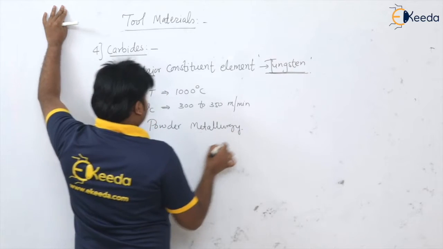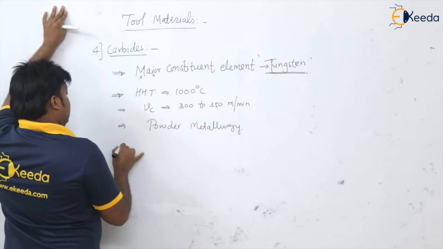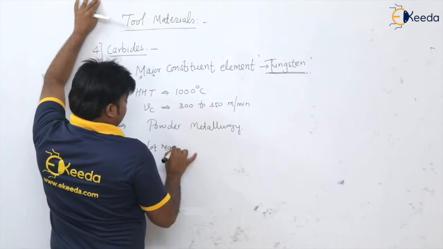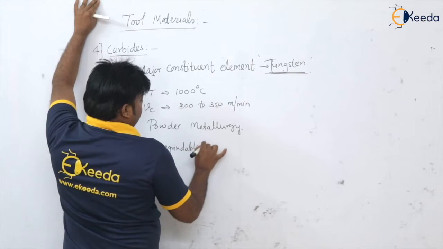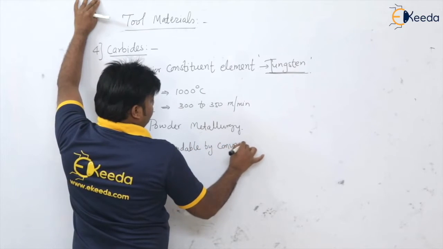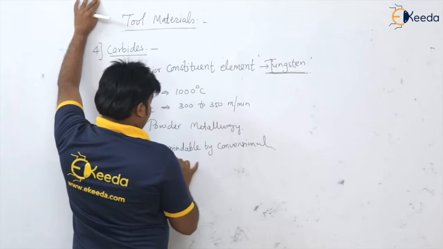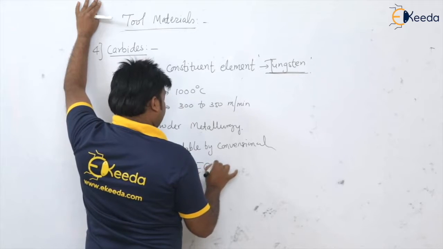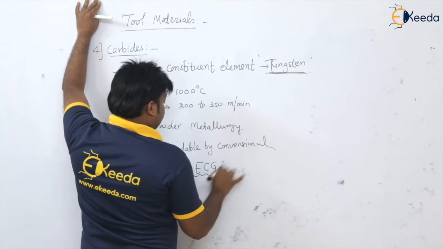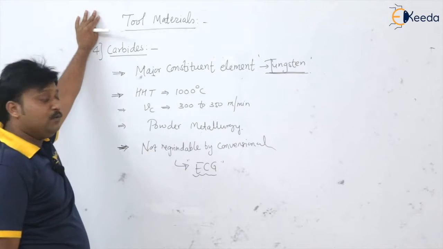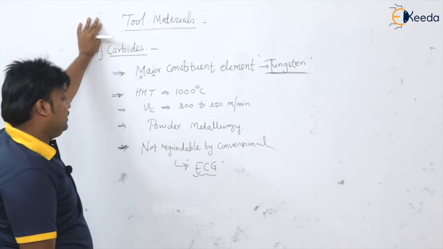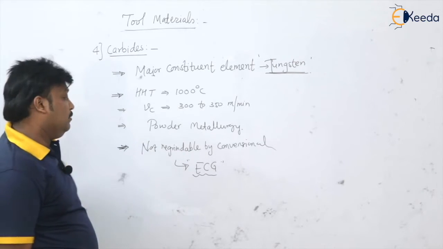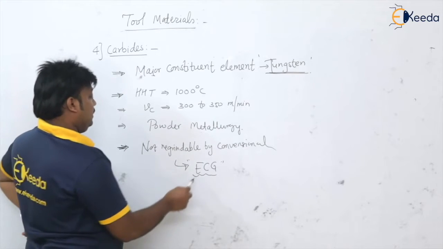But a very important thing is that these carbide tools are not regrindable by the conventional processes. For regrinding of these carbide tools, we require the electrochemical grinding process, that we are going to see in the non-traditional machining. So just remember, the carbide tools can be reground by the electrochemical grinding process.